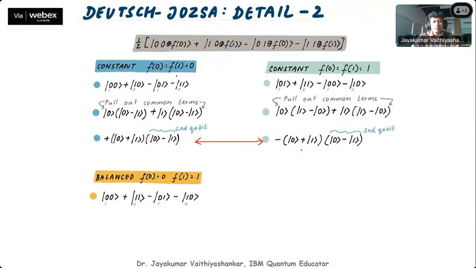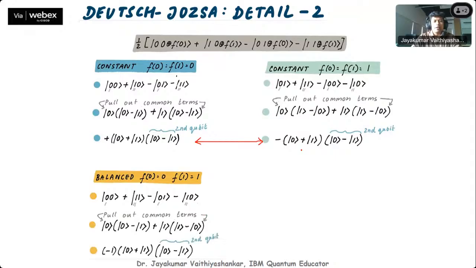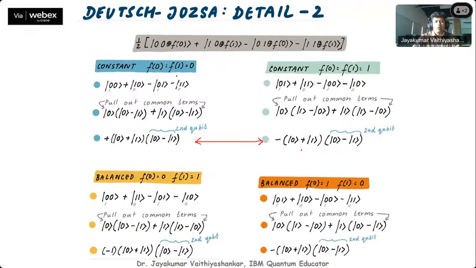For balanced, you do the same and pull out the common term; you will get minus 1 as the common term. Do for f of 0 equal to 1, f of 1 equal to 0, and the common term is minus. So what is the difference? Here minus 1, here just minus, and everything remains same.